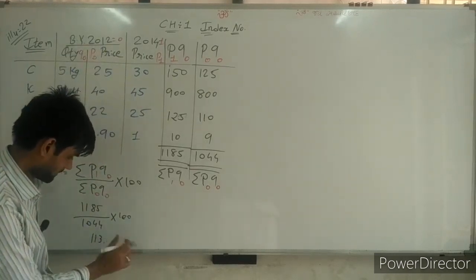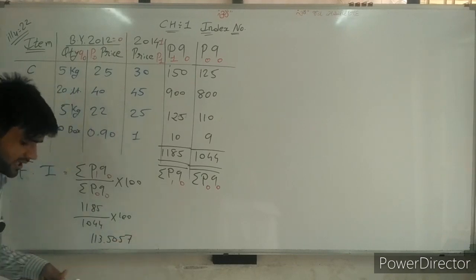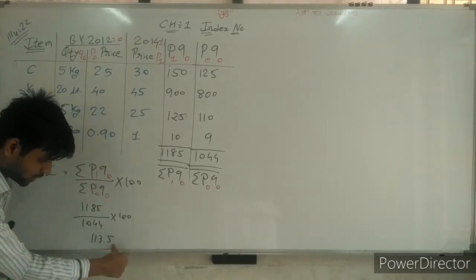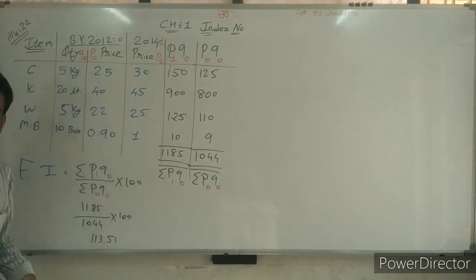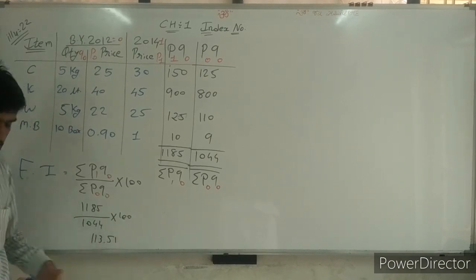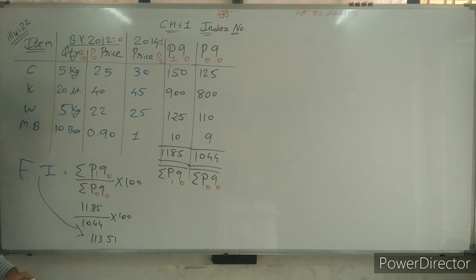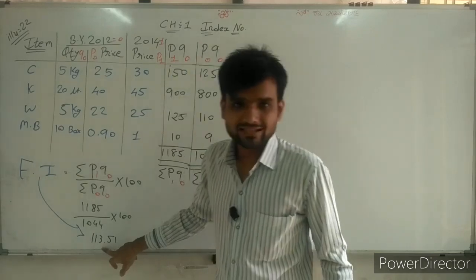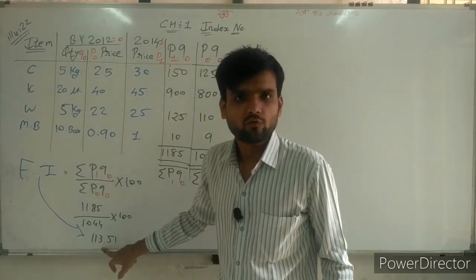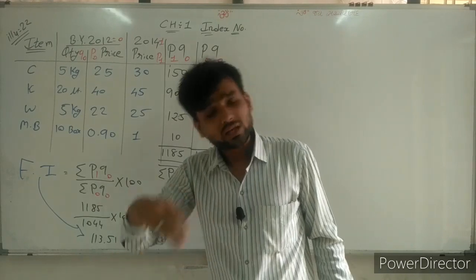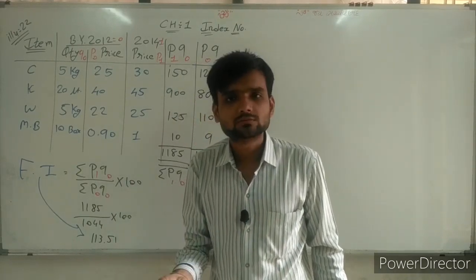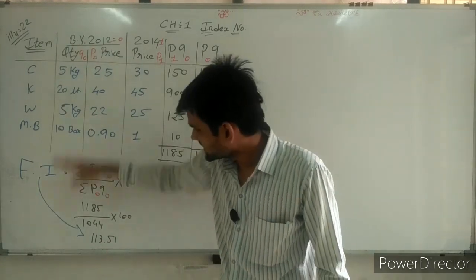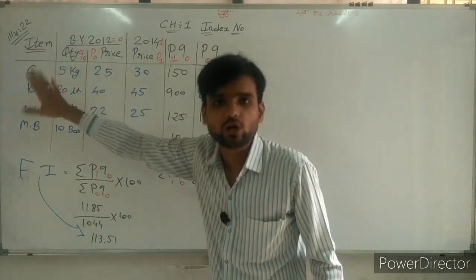113.5057. If I want to round it off, then this 5 and 7 cancel. Because of more than 5 value, here I have to add 1. So 51. So 113.51 is the index number of fuel. Now for the life of the person, fuel index is not important only. For life, fuel, other things are also required. Clothing, rent, all these things are also required. And that's why this is the index number for fuel only.